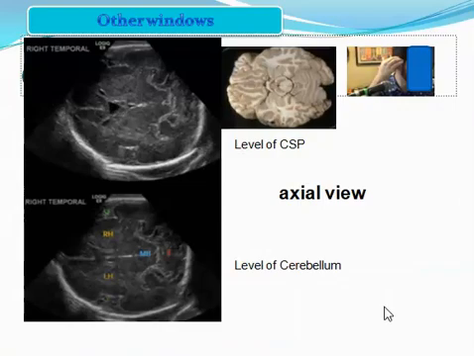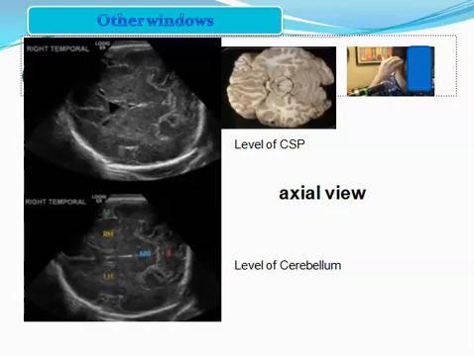Now, other windows are also used for the evaluation of the intracranial anatomy. If you keep the probe at the temporal part of the head of the neonate, right anterior to the ear, you will see the appearance of the brain like this. Remember that this is the same appearance which you see in the fetus BPD measurement.